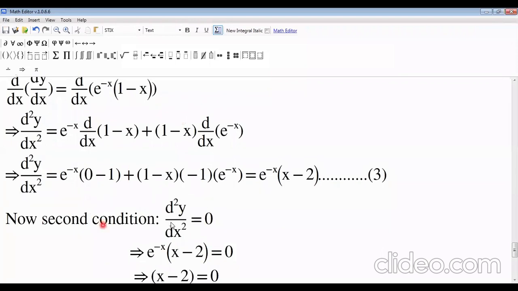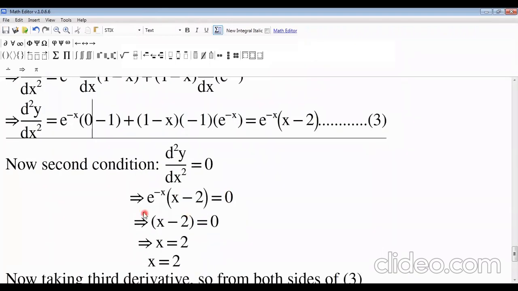Now, using the second condition, we set the second derivative to 0 and test at which point. So this is the second derivative value. Since e to the power minus x is not equal to 0, dividing on both sides, we get x minus 2 equals 0. So x equals 2.